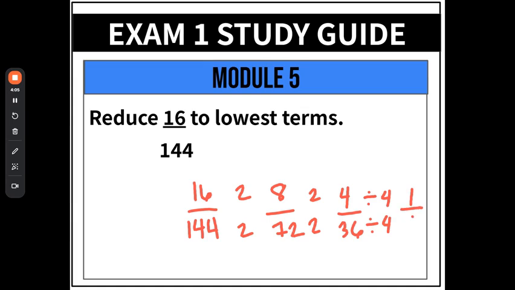It's going to give me 1 over 9. And you can't divide that anymore. But the idea here is to keep simplifying until you get the fraction that is in the lowest terms, meaning you can't divide any further.